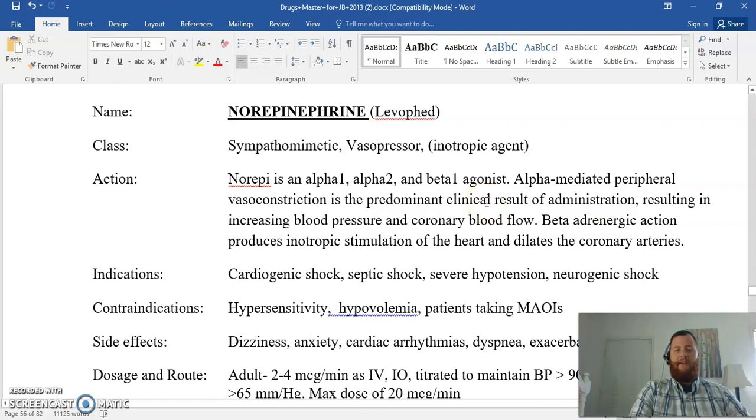Your drug card looks like this. Levophed is also called norepinephrine, or vice versa, however you want to look at that. You've heard the term norepinephrine a lot, and we learned weeks ago that norepinephrine is the primary hormone associated with the sympathetic nervous system. So therefore, when we give it intravenously, it's an exogenous chemical, and it's a sympathomimetic, meaning that it mimics the effects of the sympathetic nervous system. Here we have the term vasopressor again. We just talked about what that means.